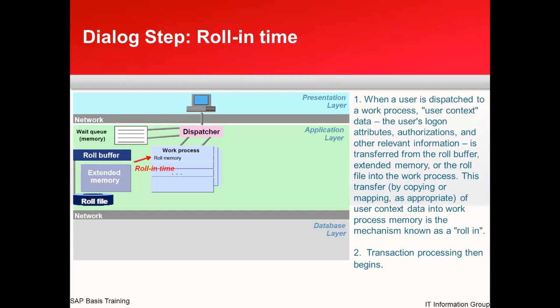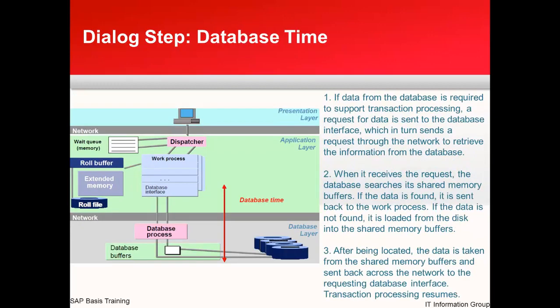If data from the database is required to support transaction processing, a request for data is sent to the database interface, which in turn sends a request to the network to retrieve the information from the database. When it receives the request, the database searches its shared memory buffers. If the data is found, it is sent back to the work process. And if the data is not found, it is loaded from the disk into the shared memory buffers.